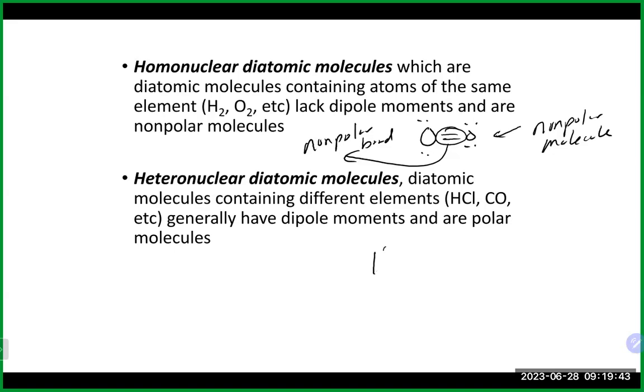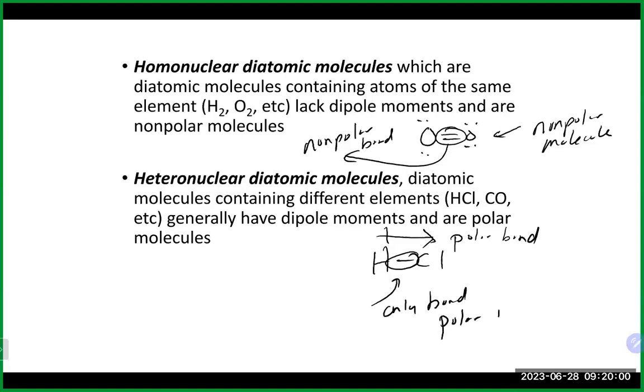Obviously, if we have something like HCl, Cl being more electronegative than hydrogen here, we would have a polar bond. And once again, because that is the only bond and it is polar, this would be a polar molecule, where in this case, the chlorine would be the more negative side of that molecule, and the hydrogen would be the more positive side of that particular molecule.